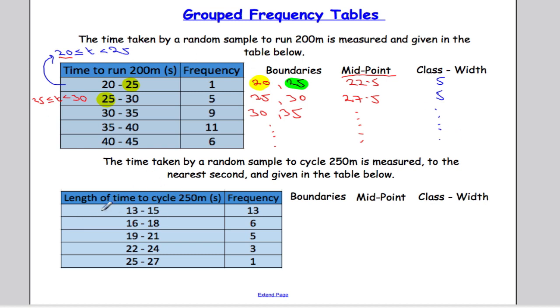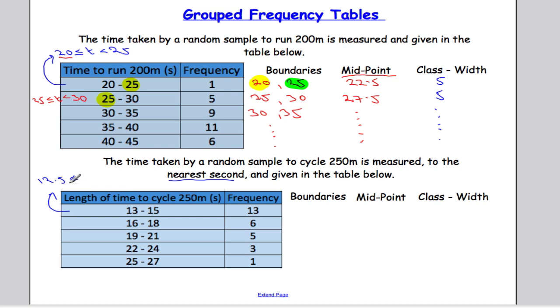Now this table here, it says the time taken by a random sample to cycle 250 meters is measured to the nearest second, and it's given in the table below. Now if it was given to the nearest second, that means it could have been rounded. So if we look at this class interval here, the lowest boundary could actually have been as low as 12.5, because if I rounded that to the nearest second, I would round up to 13.